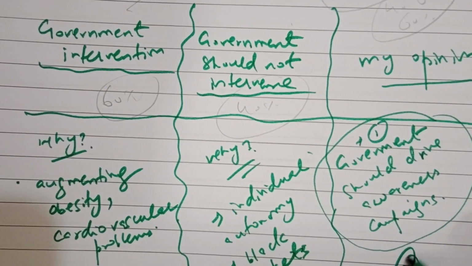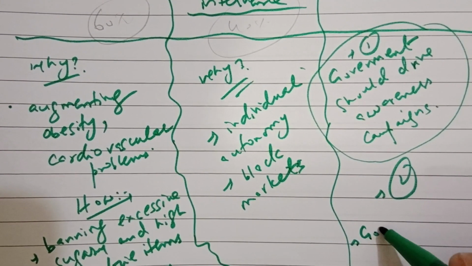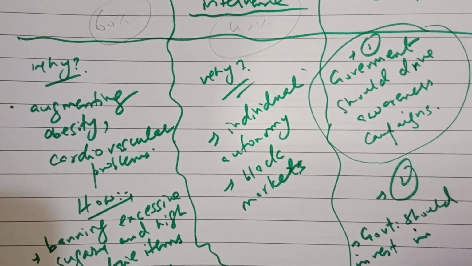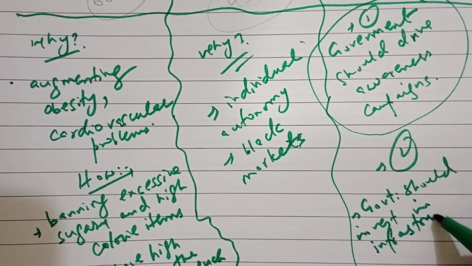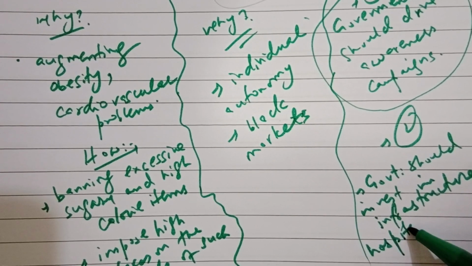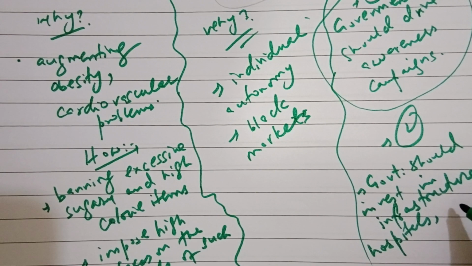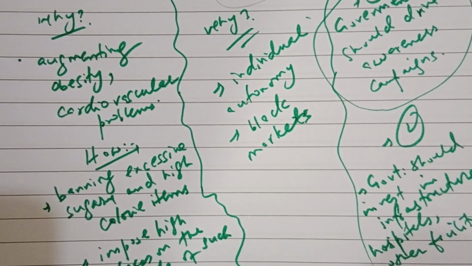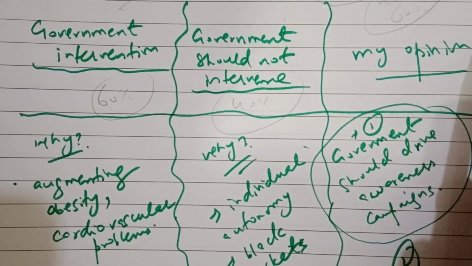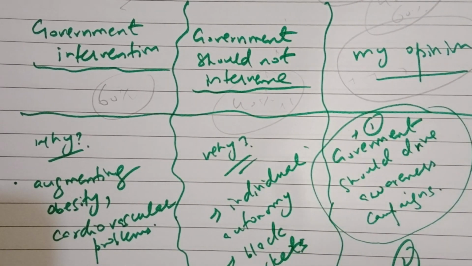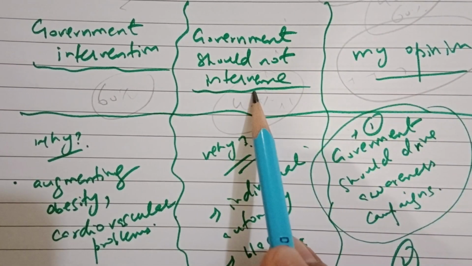Moreover, another thing is, government should invest in infrastructure. Rather than banning these items, government should invest in infrastructure like hospitals and other facilities. There are many. Technically, now you decide. My opinion is tilted toward government should not intervene. Technically, my opinion is this because it will be a violation of human rights. Why? It will be a violation of human rights. So my tilt is towards government should not intervene.